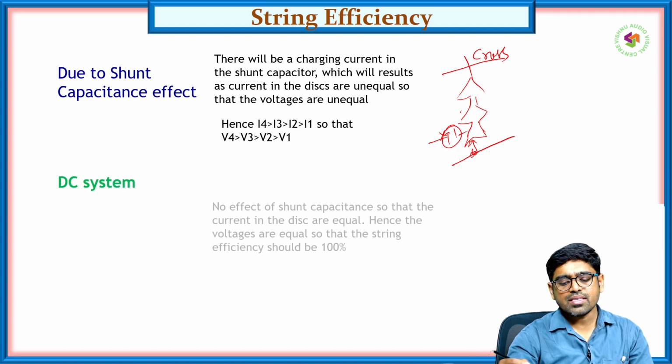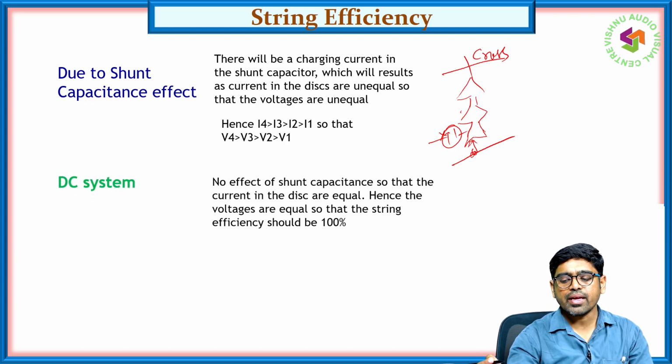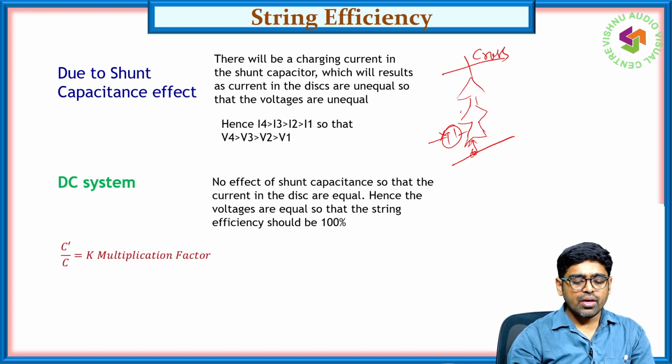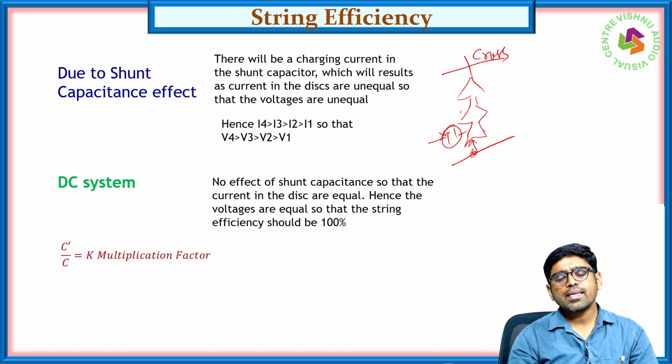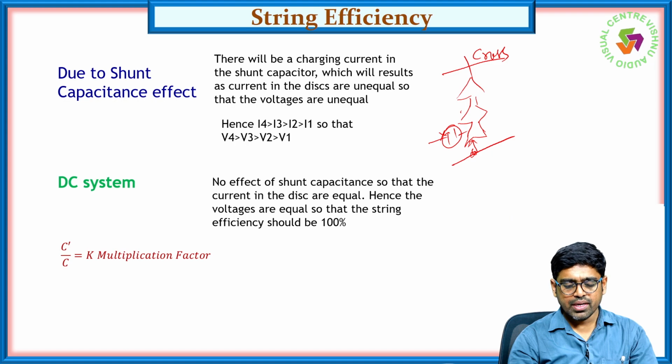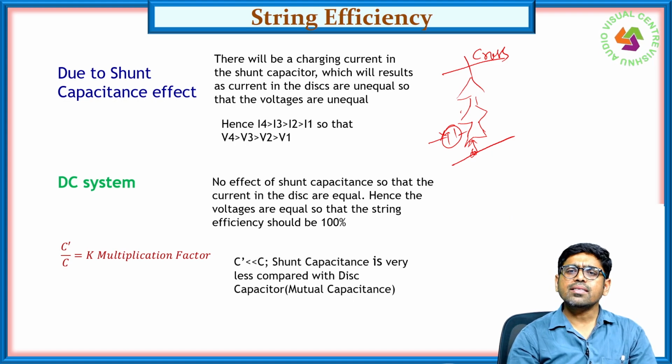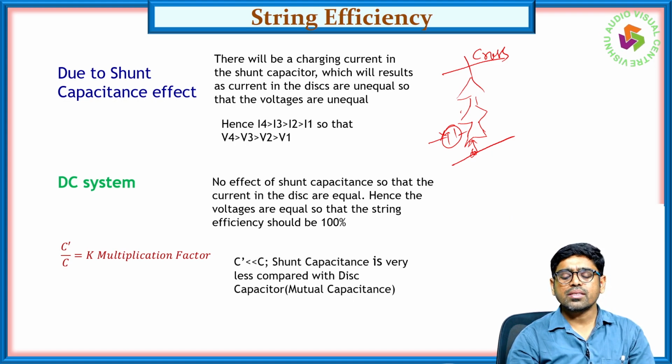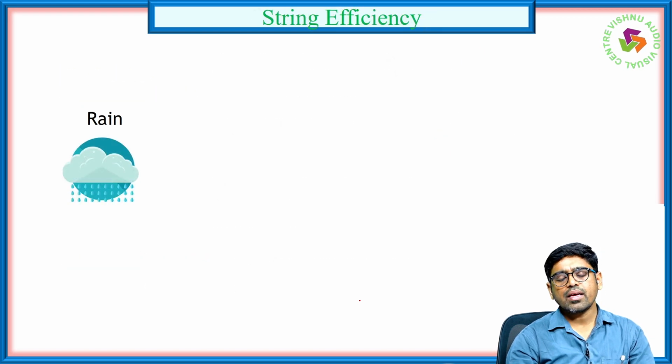And in case of a DC system, there is no effect of shunt capacitance, so the currents in the discs are equal, hence the voltages are equal, and the string efficiency is 100%. And then we have the multiplication factor C dash by C equal to K. C dash, the shunt capacitance, is very small compared to the disc capacitance, and K is always less than 1.